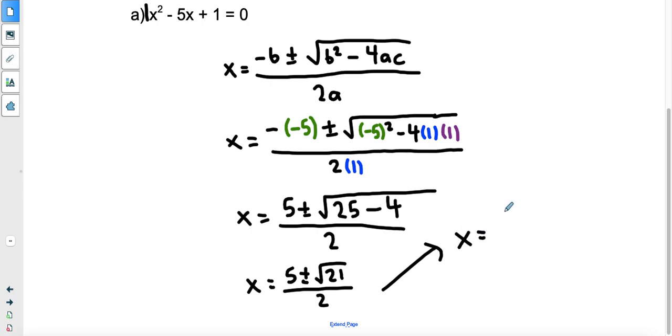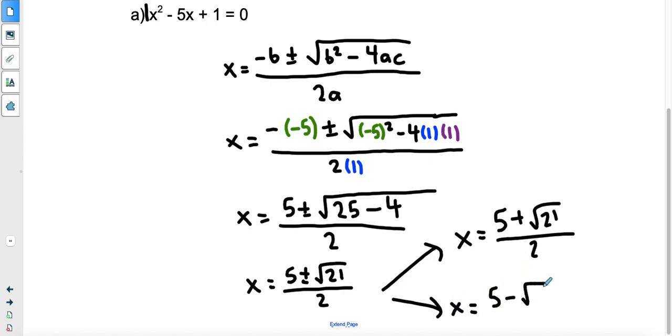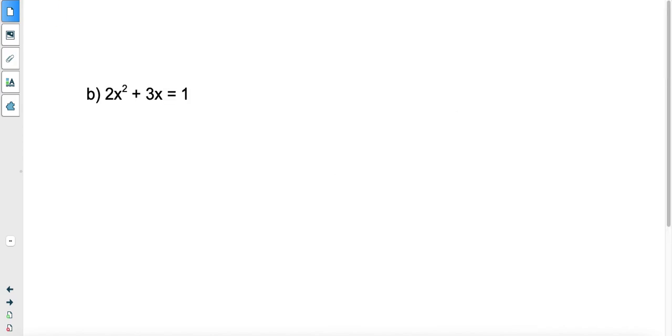One of them is x equals 5 plus the square root of 21 over 2. And the other one is x is equal to 5 minus the square root of 21 over 2. And there we go. There's my answer. Let's take a look at one more example: 2x squared plus 3x is equal to 1.